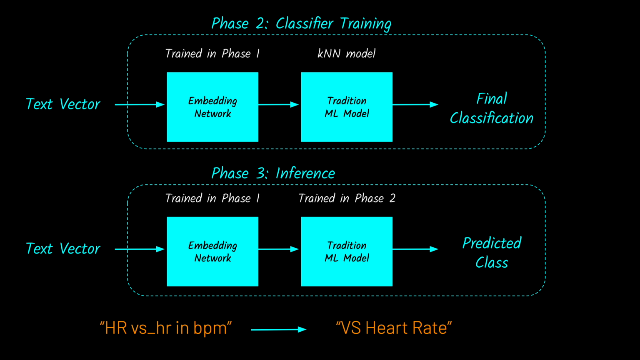To give you an example, an input which consists of pretext HR, fieldoid VS underscore HR, and posttext in BPM is concatenated and used as input to the model. The model will produce the standardized variable name from SDTM, in this case VS heart rate, vital signs heart rate. That's the SDTM mapper in a nutshell.